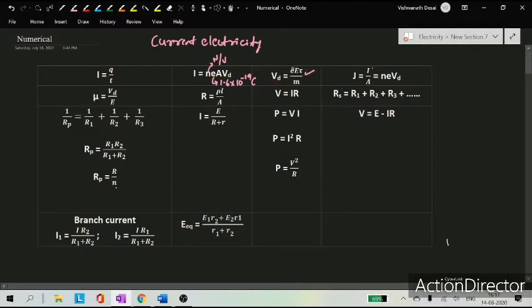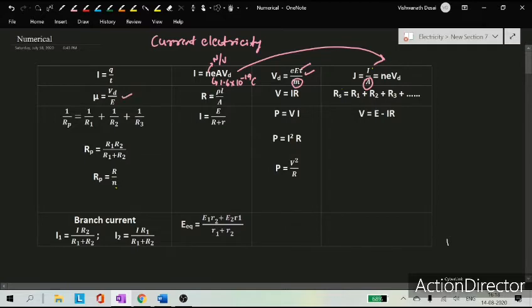Here e is the charge of an electron again, and capital E is the electric field in a conductor, tau is the relaxation time, and m is the mass of an electron. Next, current density. Current density J is equal to I divided by A, where I is the current passing through a conductor having area of cross section A. And nevd we can write by using the same formula here. And next, mobility. Expression for mobility is drift velocity per unit electric field.